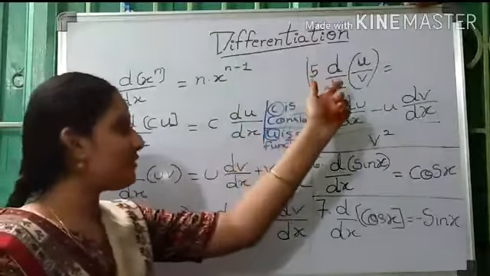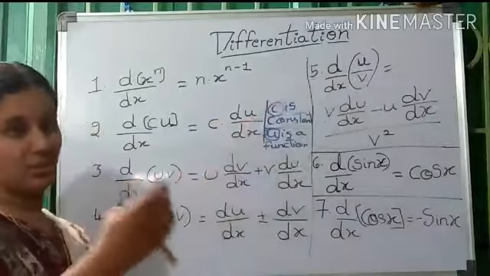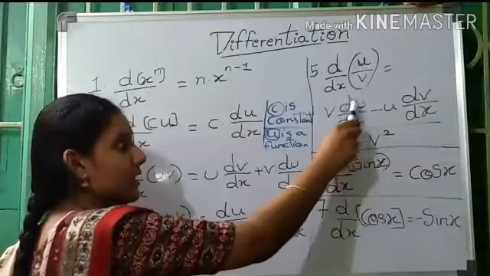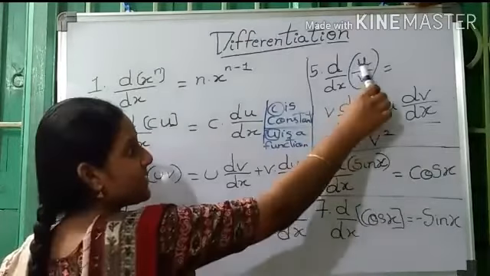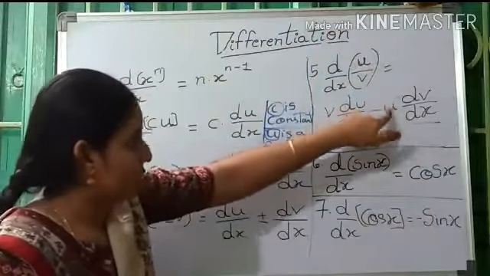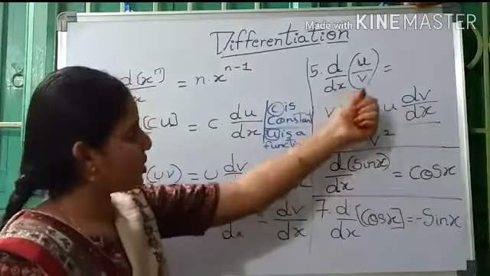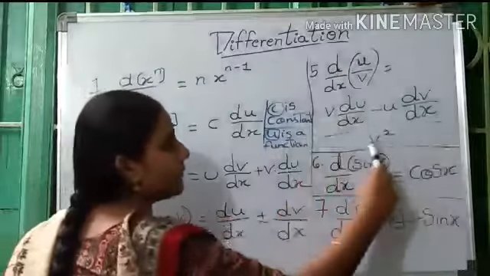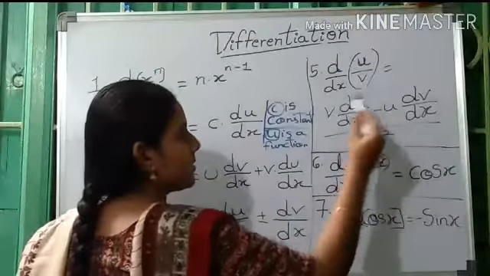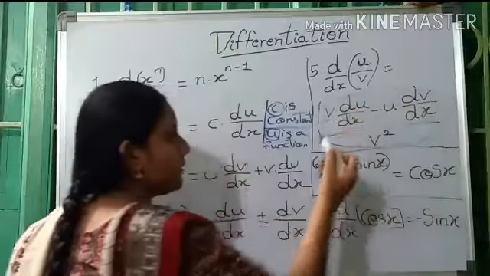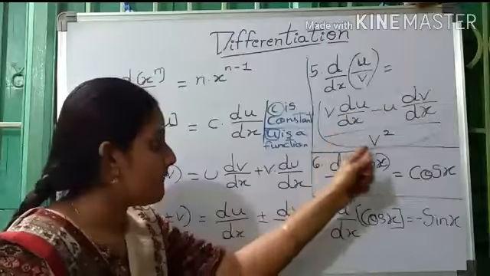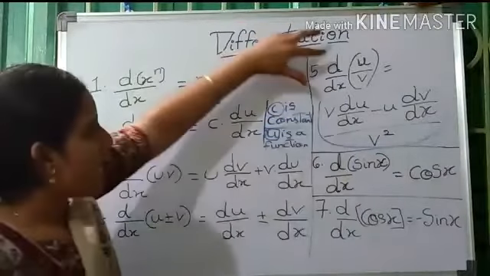Now let us go through the fifth formula. d by dx of u by v, that is u divided by v, is v, the function which is present in the denominator, into du by dx, that is the differentiation of the function present in the numerator, minus the function present in the numerator, u, into d by dx of the function present in the denominator, that is v, all by v square. v into du by dx minus u into dv by dx by v square is the derivative of u by v.